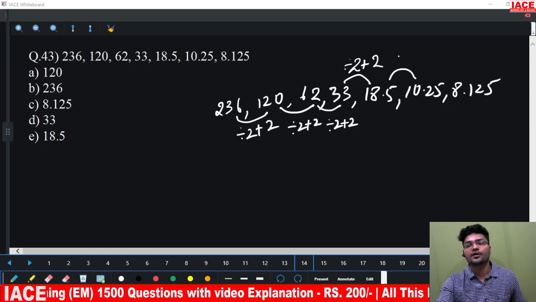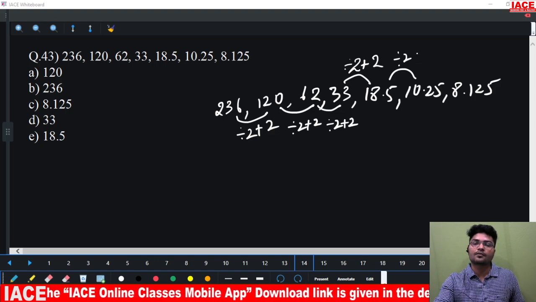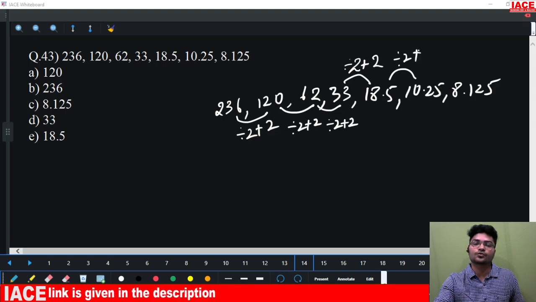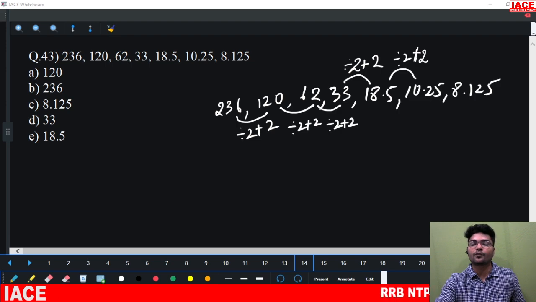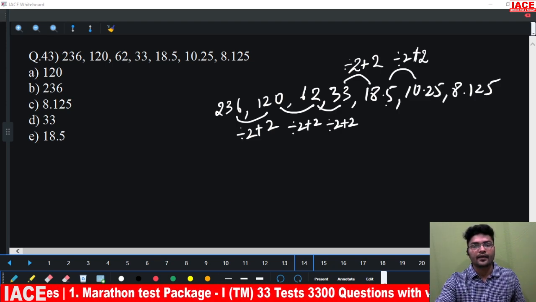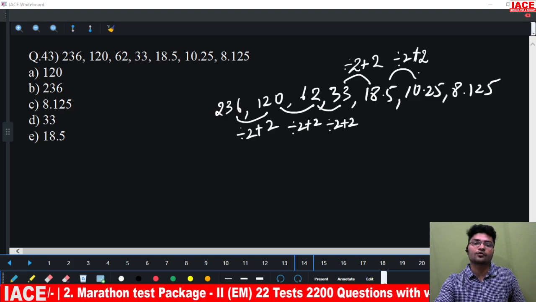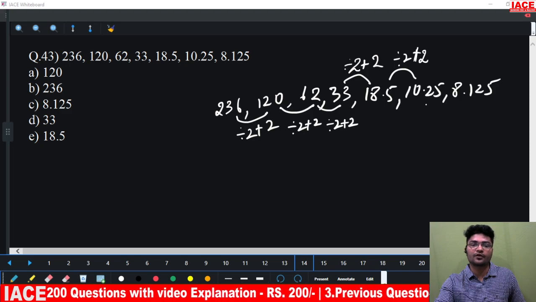If I divide it by 2, I'll get 9.25, plus 2 will give me 11.25. 18.5, if I divide by 2, I'll get 9.25. 9.25 plus 2 will give me 10.25.